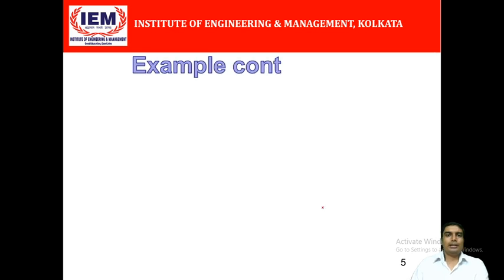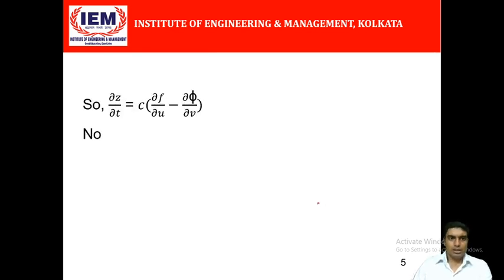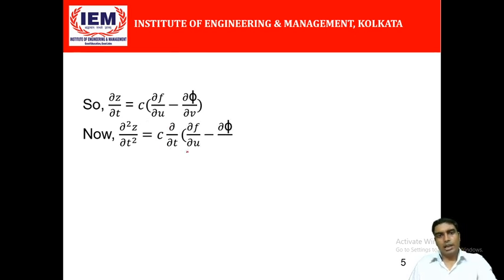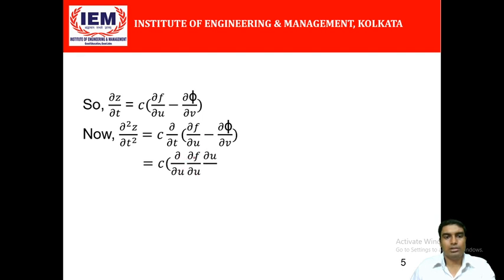So then I'll get this function that I already found. So next, ∂²z/∂t². Say c is constant, so I can take it outside of this differentiation. Then I'll get ∂/∂u of f minus ∂/∂v of φ, right? Again we apply the chain rule to find the differentiation. So I'll apply ∂/∂u of ∂f/∂u, then ∂u/∂t.